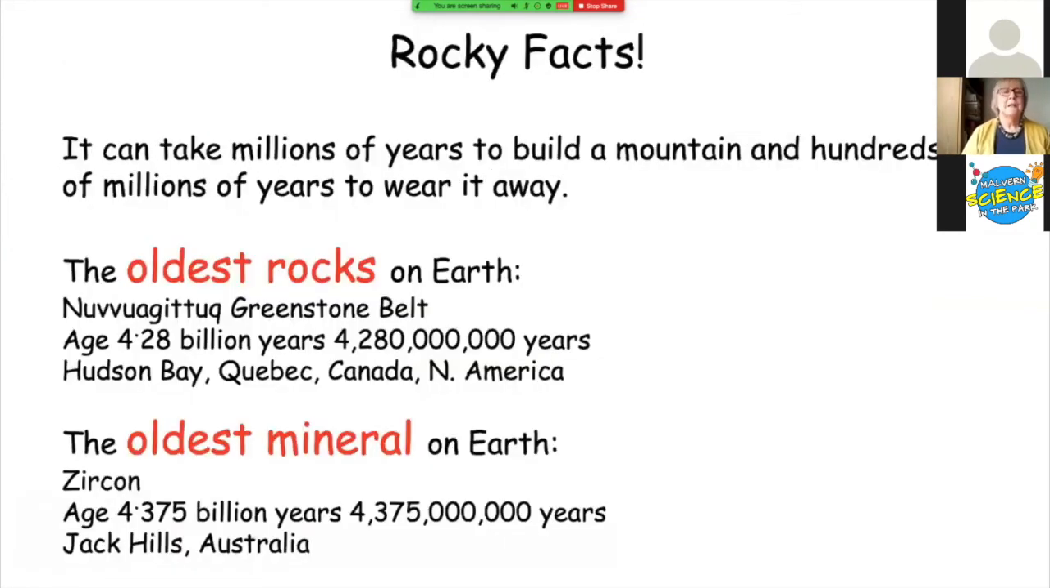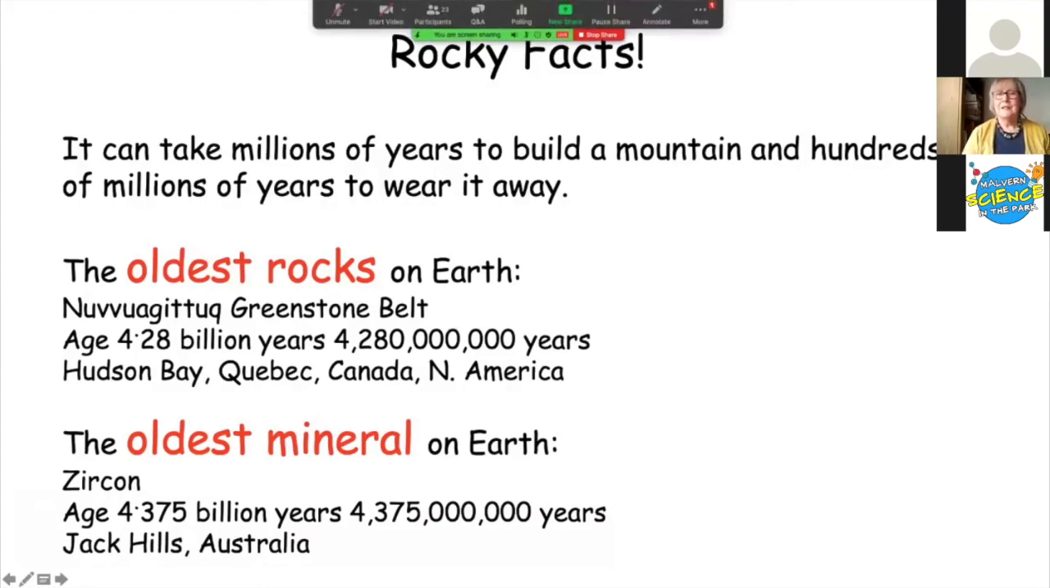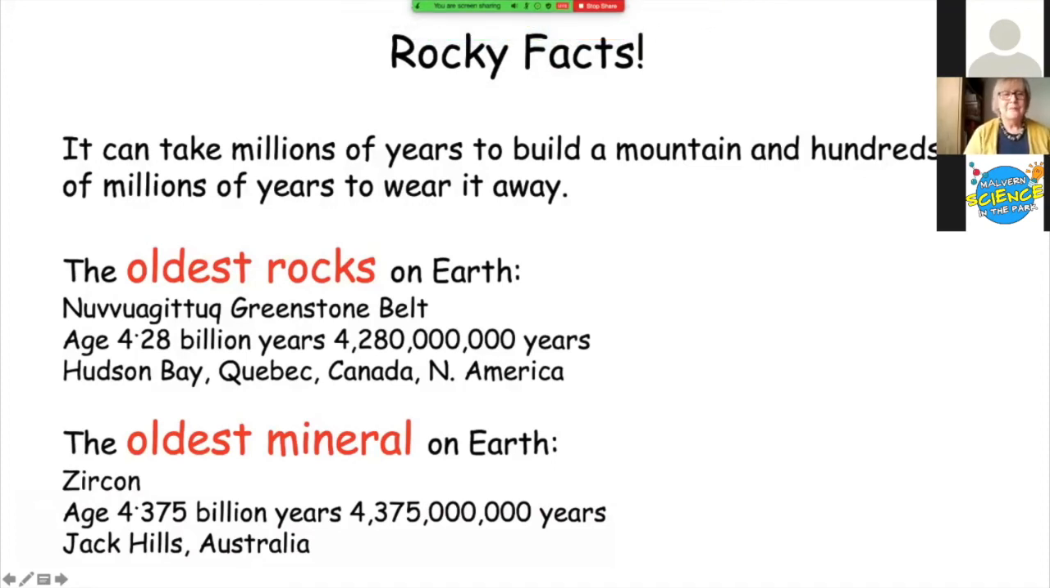And here are some rocky facts. It can take millions of years to build a mountain and hundreds of millions of years to wear it away. So this particular cycle is not a very fast acting cycle. The oldest rocks on Earth have got a very strange name. They're called a faux amphibolite.